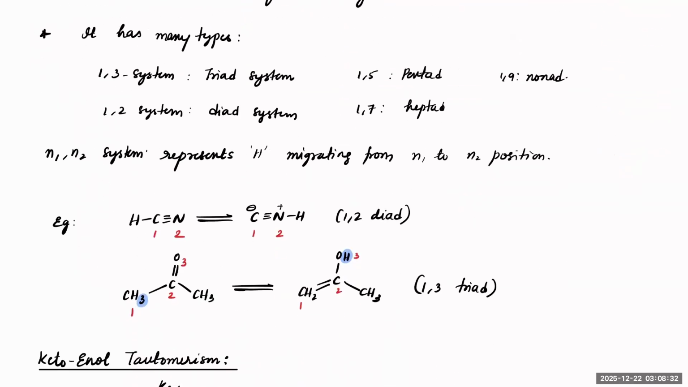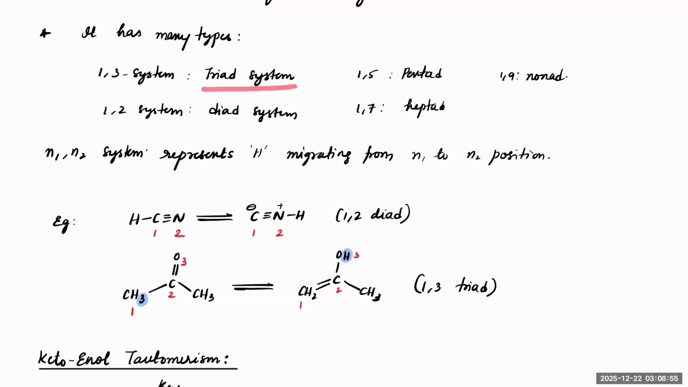Okay. Now the types of the migration. Notice what is the type of migration we can get. If a hydrogen is migrating from one position to the third position, that means where currently hydrogen is present, it is called position 1. From there, it is going to a position which is the third position. You call it the triad system. If it is making 1, 2, you call it diad system. 1, 4 migration is pentad, 1, 7 is heptad, 1, 9 is nonad. These are all the different systems of migration.